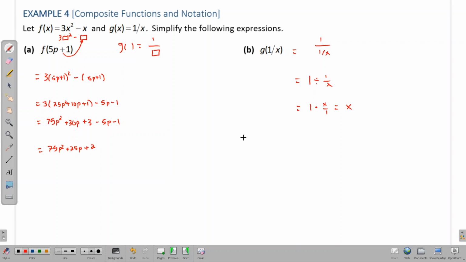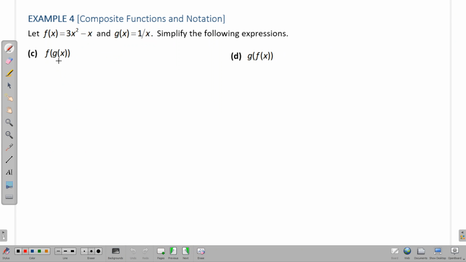Okay, so moving on. Now doing the composition f of g of x. Notice that this is the same as this. So we're putting g inside of f. So let's go ahead and write in g. G is 1 over x. So that is getting plugged inside this function here. So that would be 3 times 1 over x all squared minus 1 over x. So we have plugged it into that function.